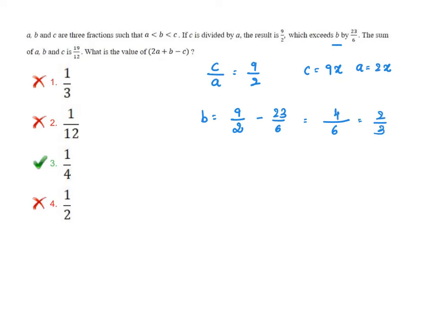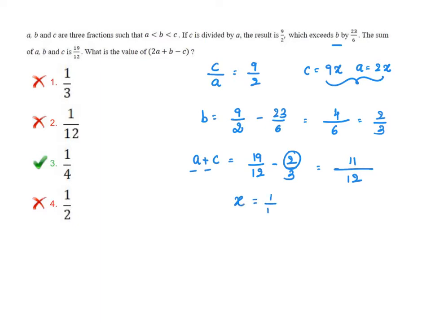Now the sum of A, B, C. So I am taking A plus C is equals to 19 by 12 minus 2 by 3, because B I am taking that side. So it's 12. 8. 19 minus 8 is 11. 11 by 12. Now A plus C is how many parts? 11 parts. So if 11 parts is 11 by 12, which means 11x is equals to 11 by 12, x is 1 by 12.